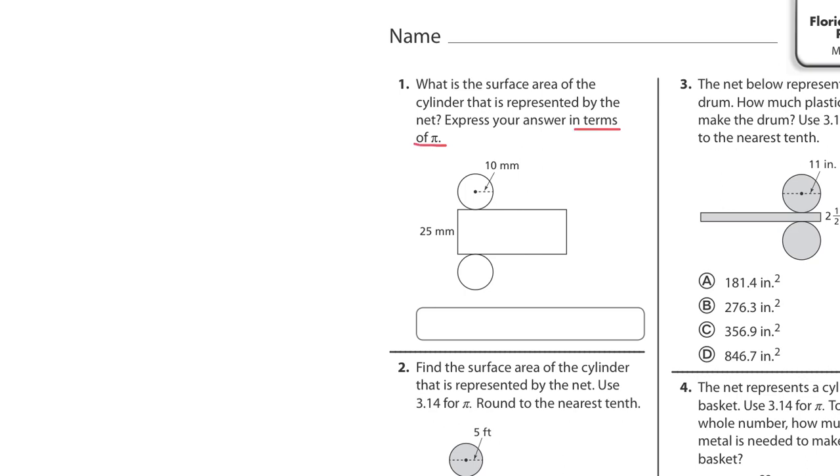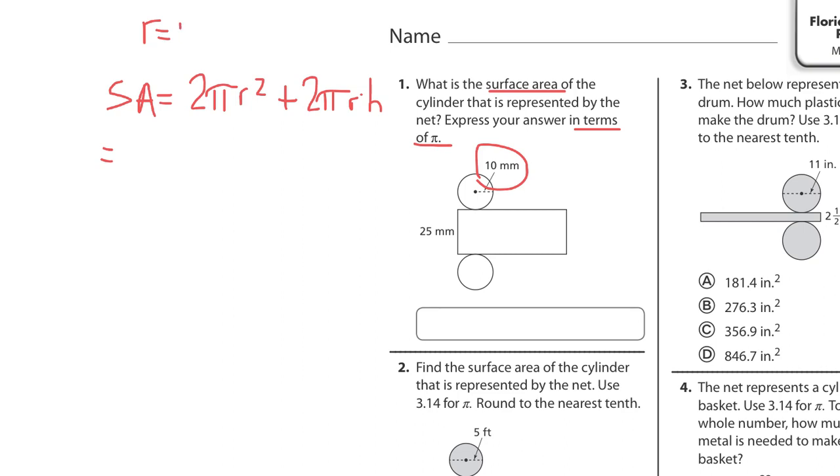In terms of pi. So we know the surface area, which is what we're looking for, has a formula for the circle. It is surface area equals 2 pi r squared plus 2 pi r h. And we're given that 10 is the radius, and for h, we're given that 25 is the height. So all we have to do is plug it into our formula.